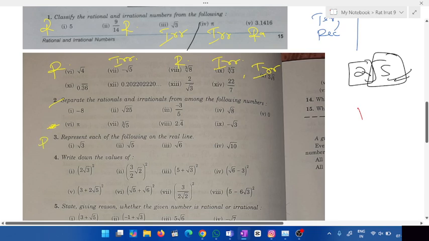Represent each of the following. All these are what kind of numbers? Root 3, root 5, root 6. Are they rational or irrational? All these are irrational. So rational numbers we know how to plot in number line. We revised it Saturday. Irrational numbers we didn't start this. I didn't teach you all. I'll teach.